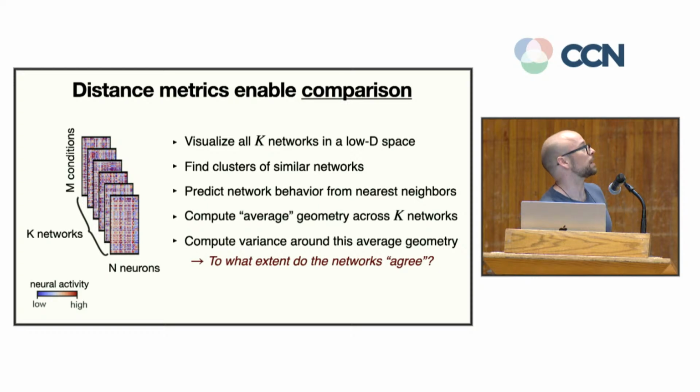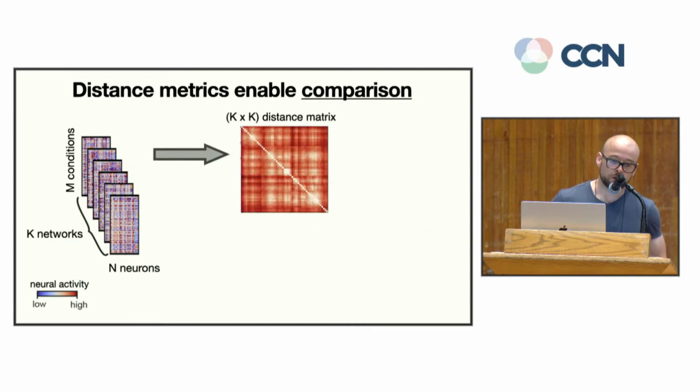Or you can think about predicting attributes of a network like its behavioral performance given its relation to all the other K networks. And there's various other fancy things you can do, like averaging and computing variances within this space of representations, which I'm not going to get too far into. But there's a lot of potential here, and most all of these can be thought of or fit within the framework of first computing this K by K distance matrix between all the different networks.